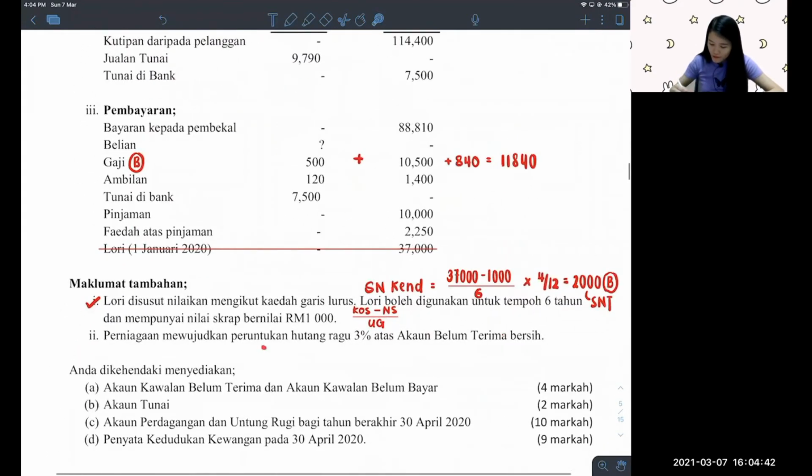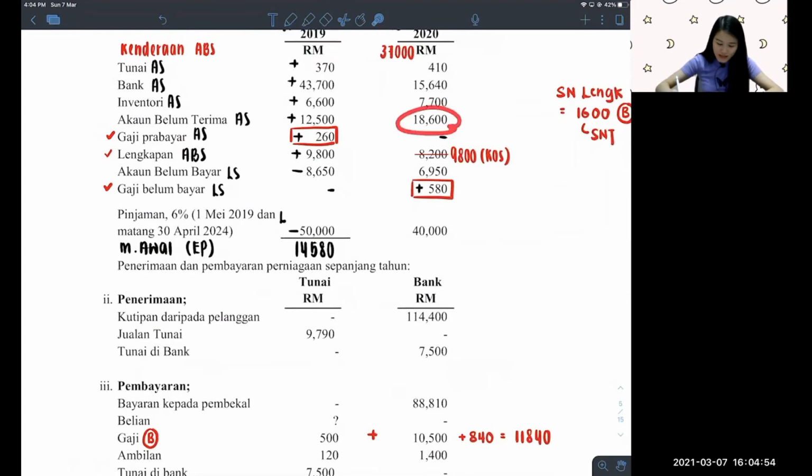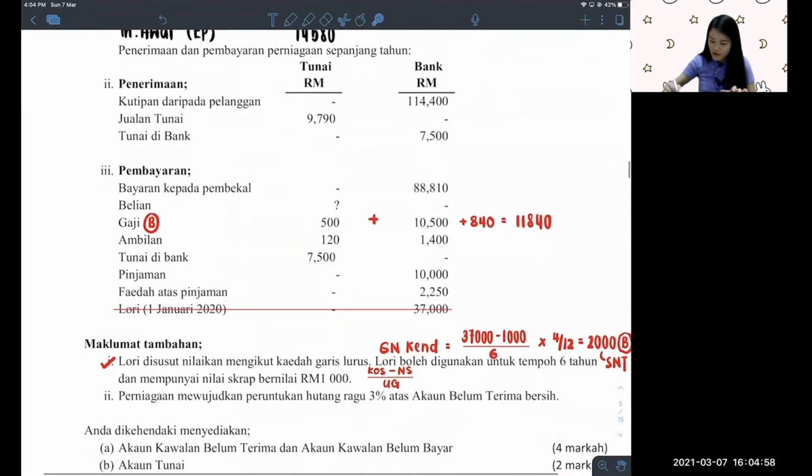Okay, so second point. Perniagaan mewujudkan peruntukan hutang ragu 3% atas akaun belum terima bersih. So there isn't any changes to your ABT lah. So just take the baki akhir amount you borrow, okay? 18,600 on your calculator, multiply by the 3%.